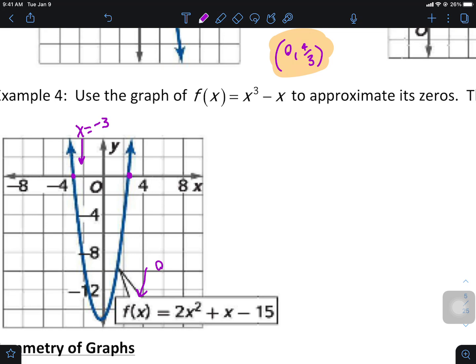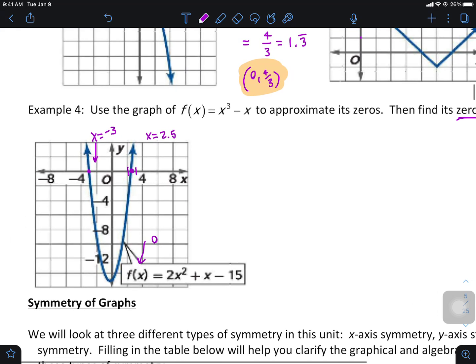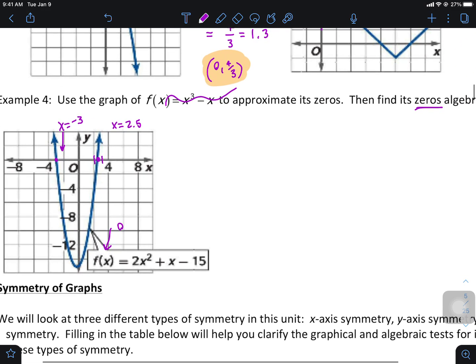This other one looks like, if that's 2 and that's 3, it's in between. That looks like a 2.5. So let's see if we can verify that algebraically. Not really sure why this is here actually, but anyways, find the zeros there. Different graph. So let's go 0 equals 2x squared plus x minus 15.